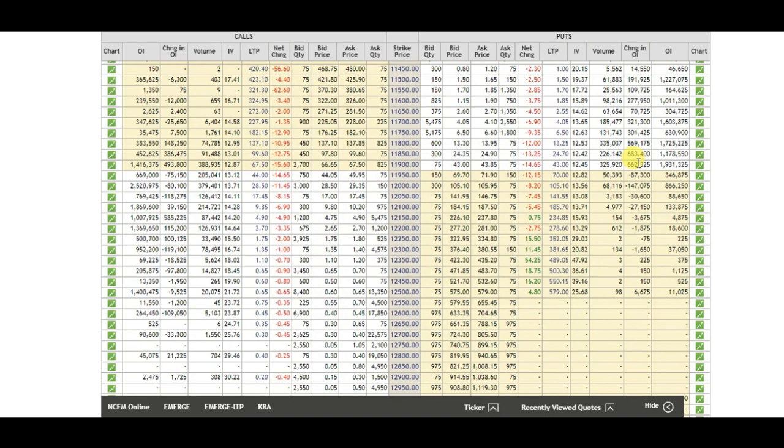Now what is the thinking of put writers or put sellers? Put writers or put sellers will sell the contracts only when they feel that Nifty is going to sustain above this strike price 11,900.